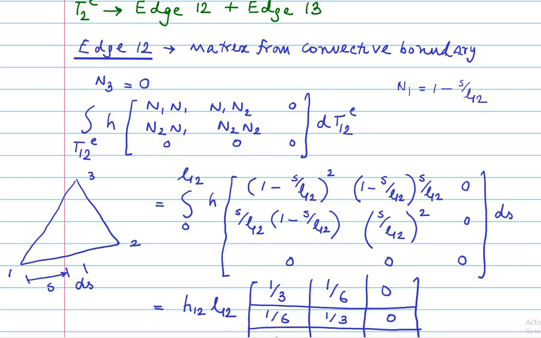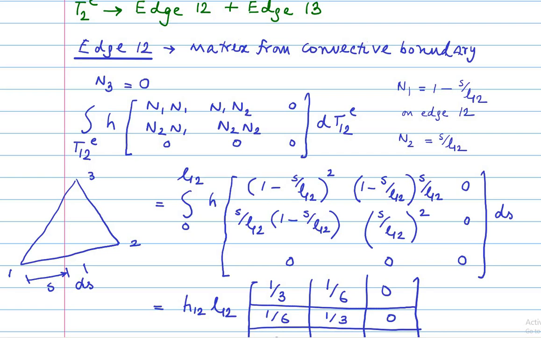So on edge 1 2, n1 decreases linearly from a value of 1 to 0. Then what other function can it be other than this? And n2 would be equal to s by L12, because n2 is 0 here and 1 there. S we are measuring from 1 and going towards 2. And n3 is 0.